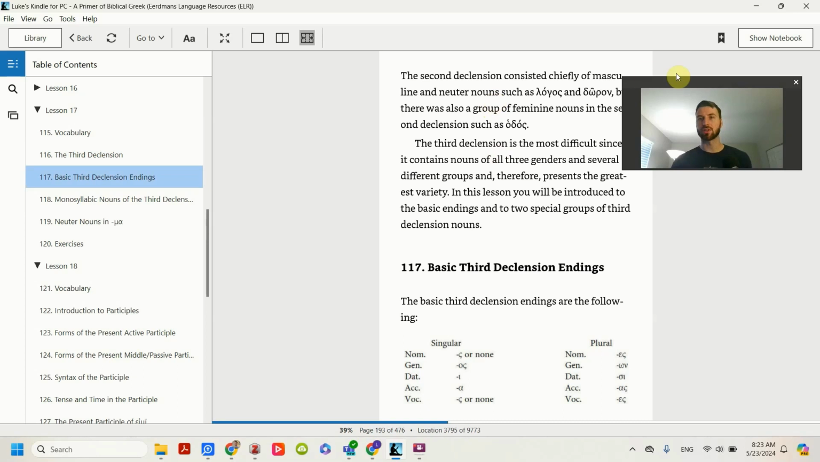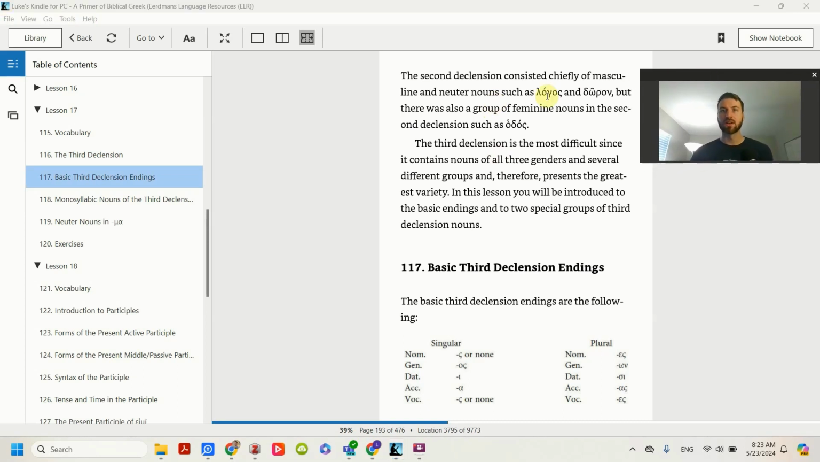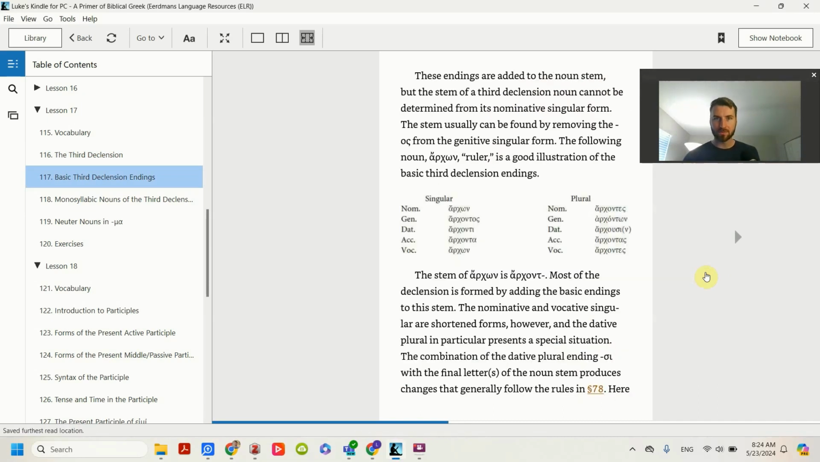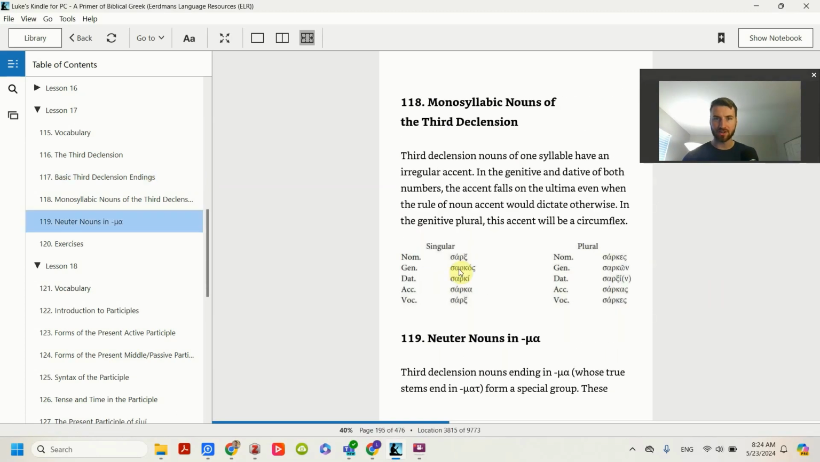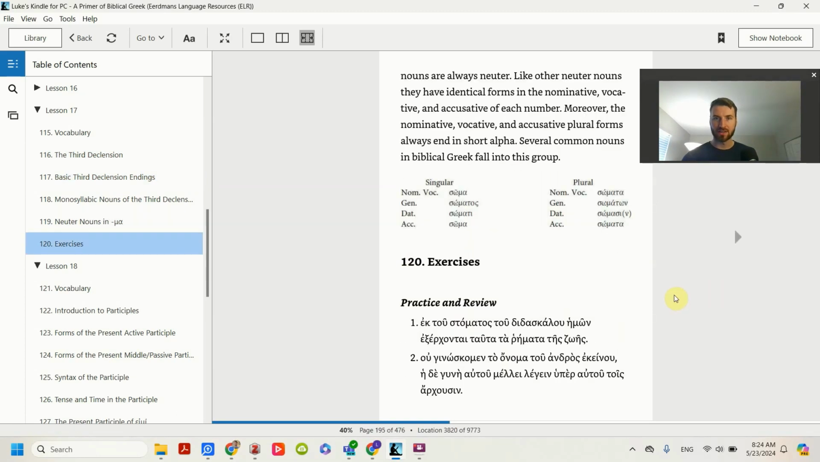And then we've learned about second declension. Those are the words that have an omicron in their ending, and those are generally masculine and neuter nouns. And so third declension is kind of a catch-all for those words that don't end like that. And so you've been given some examples here, like archon, and then sarx later on here, and then soma.